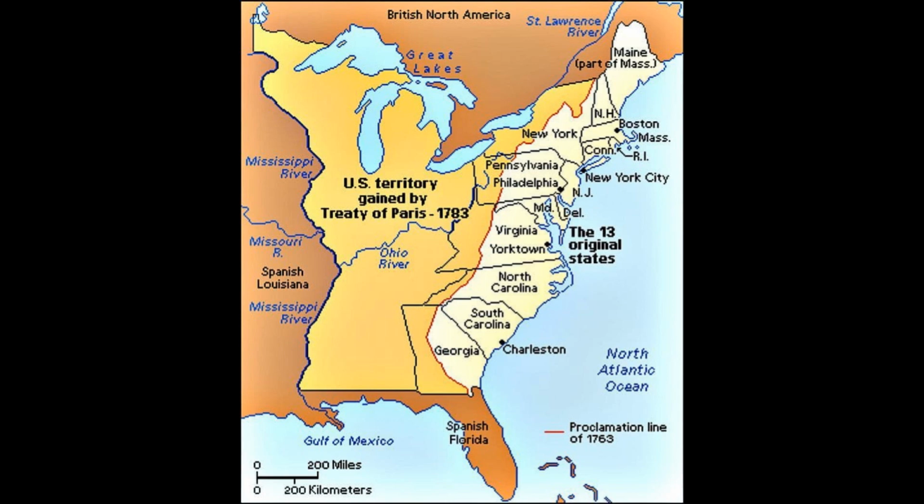A great unrest had been brewing in the colonies. Poor representation and unfair taxing, among other concerns, were developing the grounds for the colonies' bid for freedom. On July 4, 1776, the Declaration of Independence was signed.